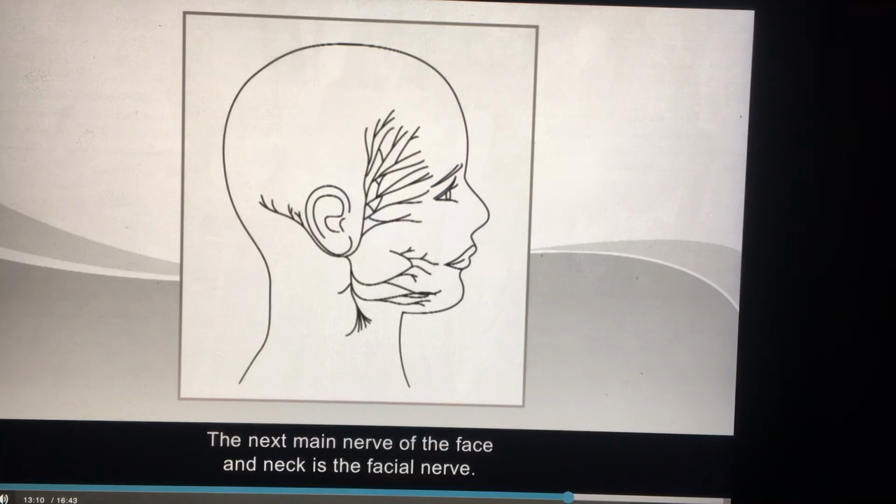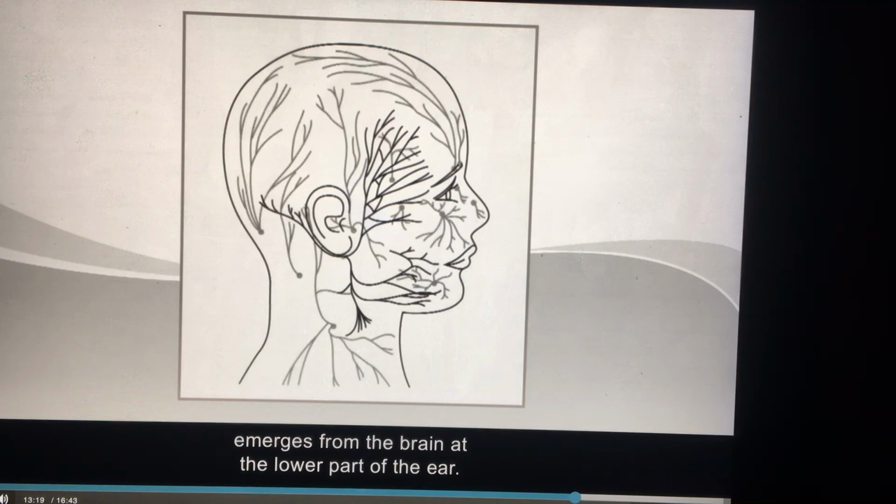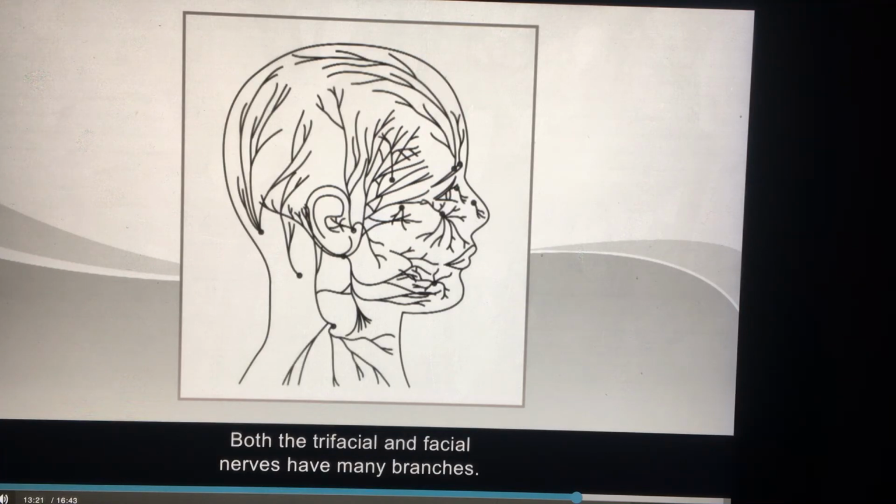The next main nerve of the face and neck is the facial nerve. It's the primary motor nerve of the face, which emerges from the brain at the lower part of the ear. Both the trifacial and facial nerves have many branches. A complete description of these nerves is found in your textbook.